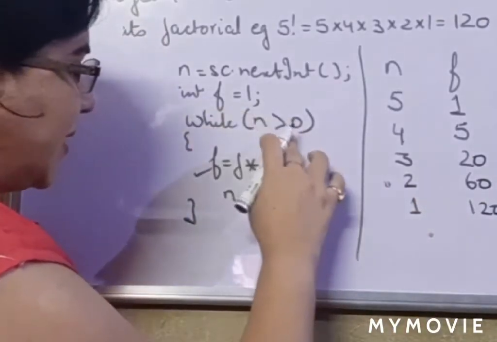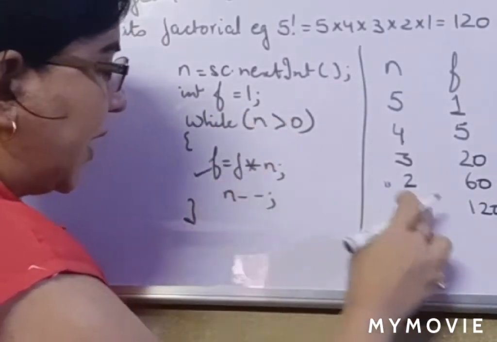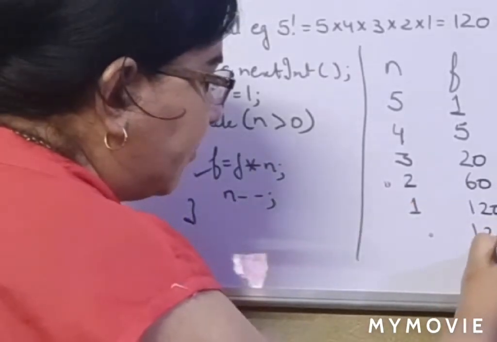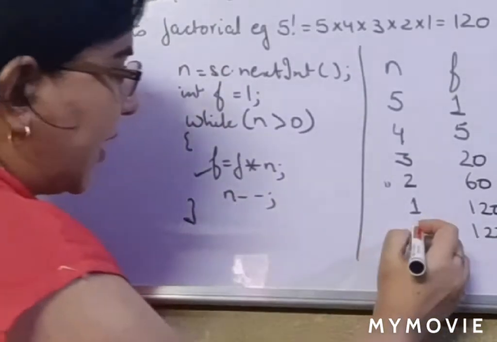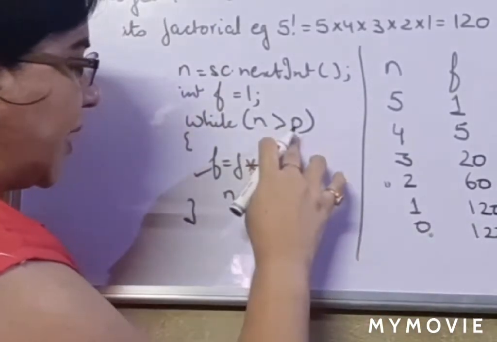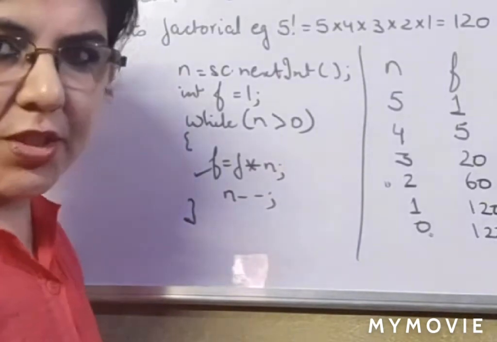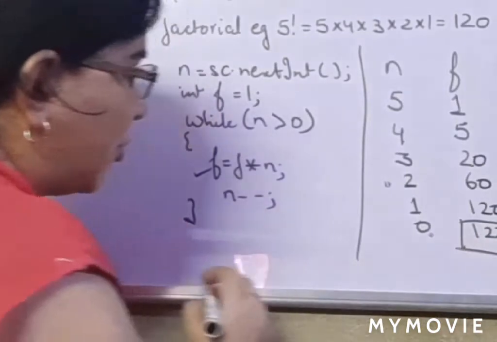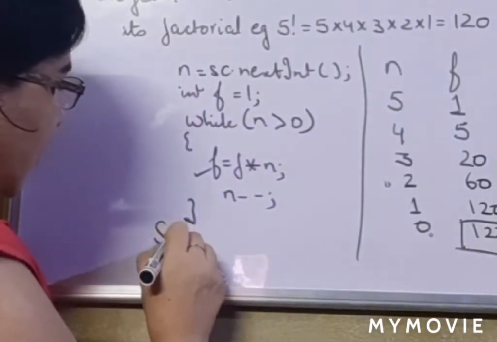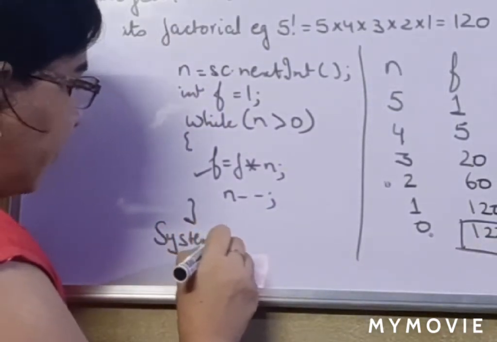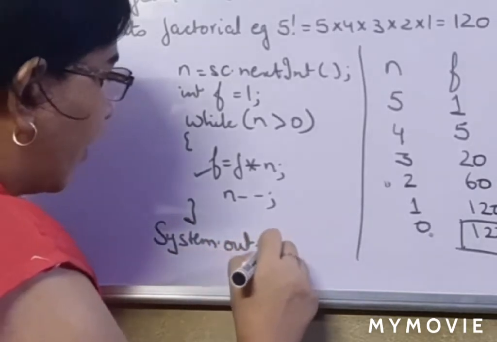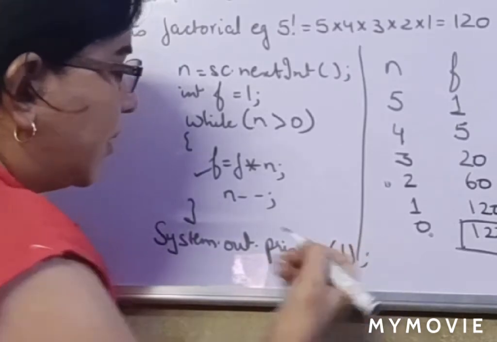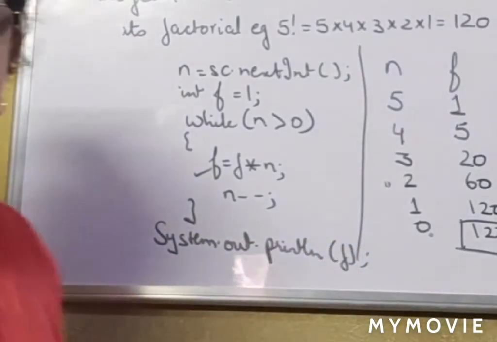1 is greater than 0. F is how much? 120. N is how much? 1. 120 into 1 will give you 120. N minus minus, n will become 0. 0 is greater than 0 is a false condition. So the final answer which is present in f is 120, which we can print with system.out.println. This is one logic that we are using.